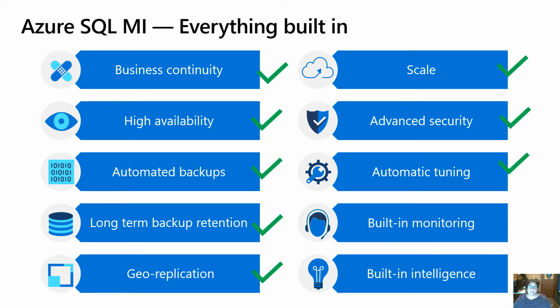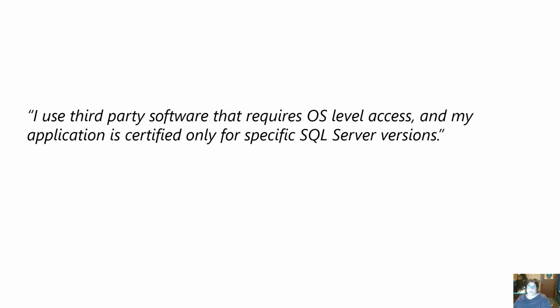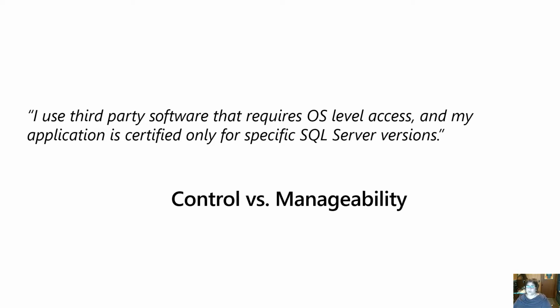The trick with MI is there may be some restrictions or some things that you need that aren't available in MI. One of those things is maybe OS level access. So for example, you have some kind of a third-party software that runs on the SQL Server, or maybe your application is only certified to run with a specific version of SQL Server. You have to have SQL Server 2016, for example. In that case, you might need a little bit of extra control over what you're running. So control versus manageability is really what drives the choice when you're doing lift and shift between MI and Azure VM.